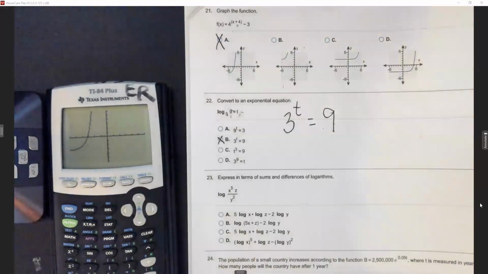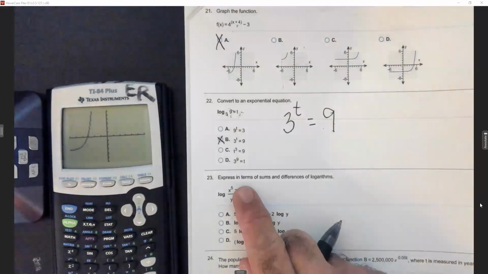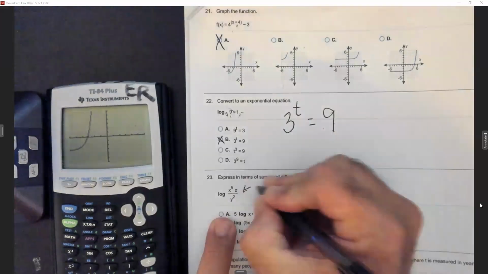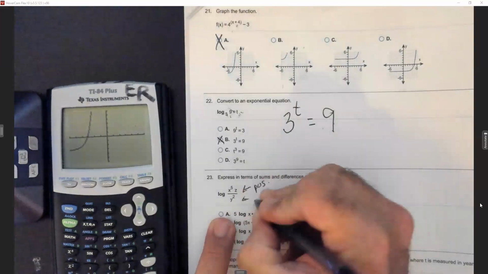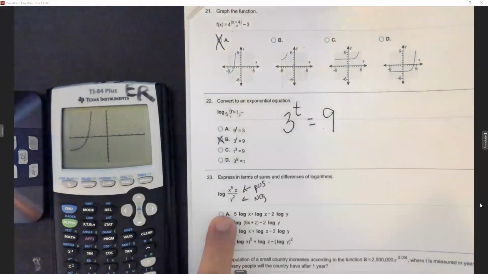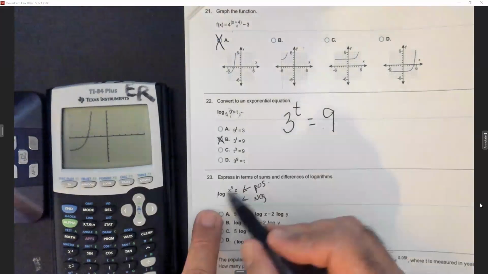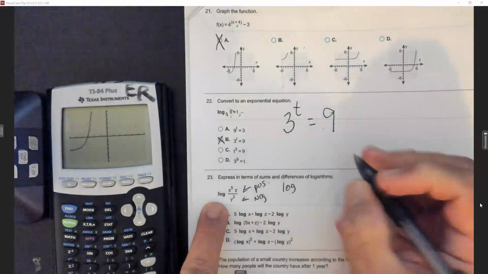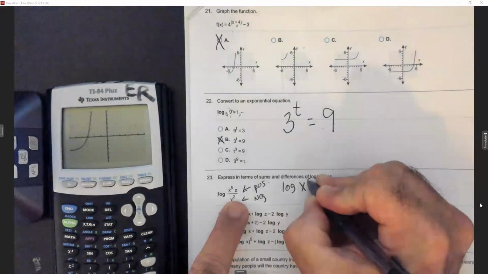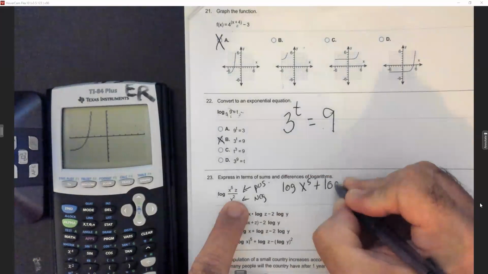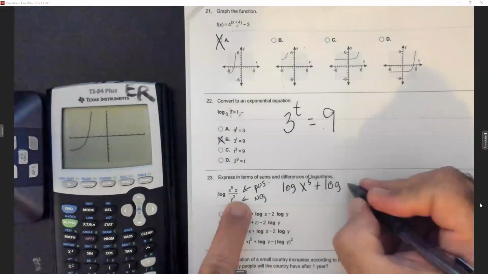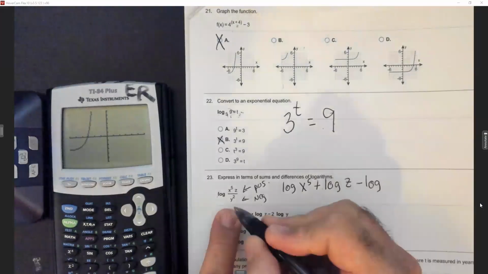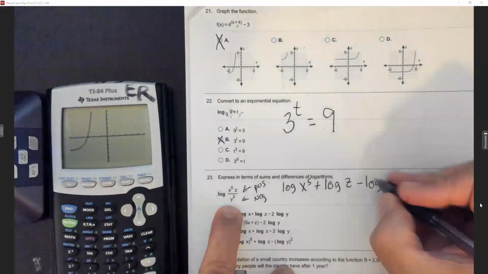All right, 23 says express in terms of sums and differences. If it's on top, it's positive. If it's on bottom, it's going to be negative. And we got to distribute the log to everybody. So I got a log x to the 5th plus log of z. Those were on top, so they're both positive. Now the next one's going to be negative because this y squared is on the bottom.